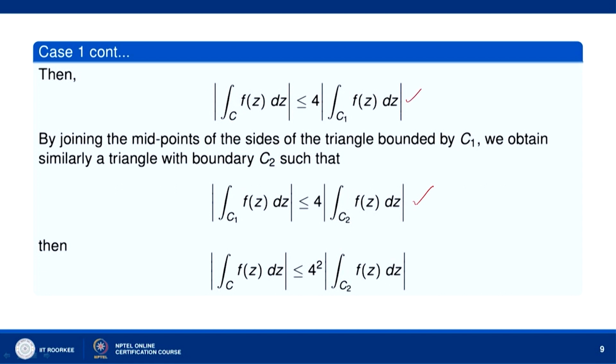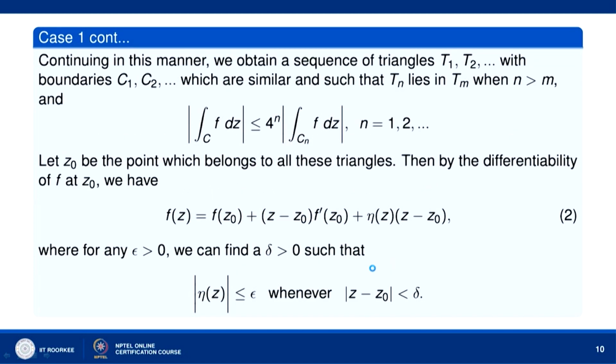Now, combining these two equations, we arrive at: the modulus of the integral over C of f(z) dz is less than or equal to 4 squared times the modulus of the integral over C2 of f(z) dz. Continuing this process, we obtain a sequence of triangles T1, T2, T3 and so on with boundaries C1, C2, which are similar triangles and such that Tn lies in Tm when n is greater than m. You can see C2 lies in C1, C3 lies in C2 and so on. And the modulus of the integral over C of f(z) dz is less than or equal to 4 to the power n times the modulus of the integral over Cn of f(z) dz.